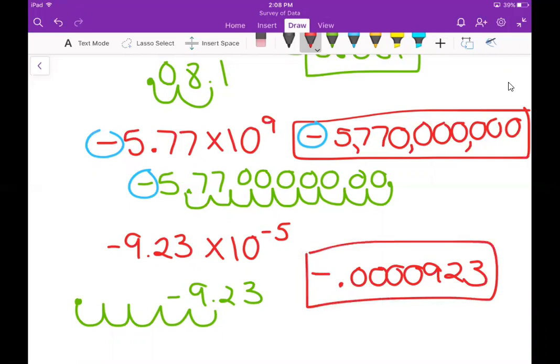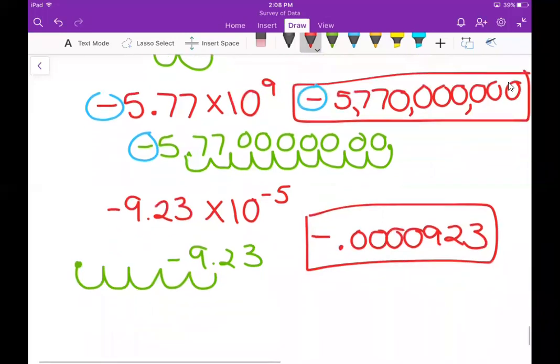Don't think that those two negatives cancel each other. It means you're taking a negative number and making it smaller by 5 places because you're dividing by 10 5 times.